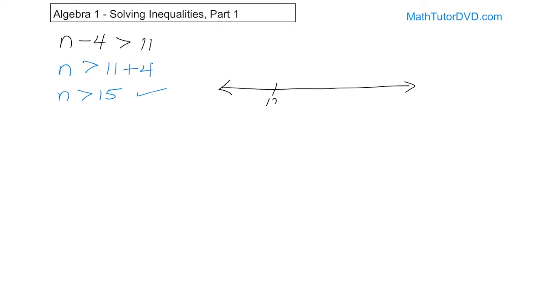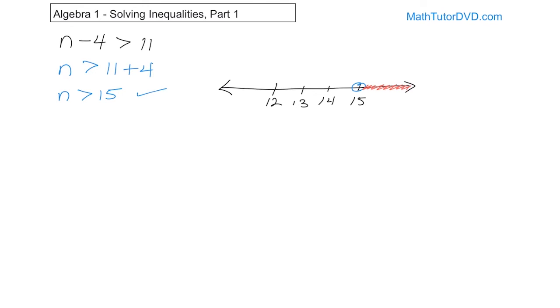So here's, for instance, 12, 13, 14, 15. Way over to the left, way over here is 0 somewhere. So this is a greater than symbol, so it's an open circle. Anything greater than 15 is a solution to this. So that means 15 and a half, 16, 16.2, 16.25, 17, 18, 19, and so on.